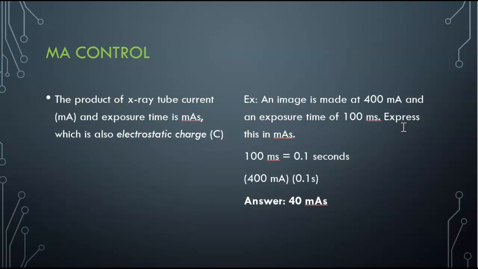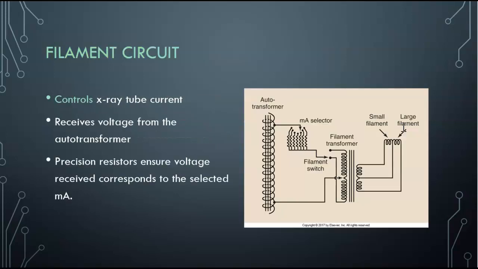MA control. The product of the X-ray tube current, MA, and exposure time is MAS, which is also electrostatic charge. So if an image is made at 400 MA and an exposure time of 100 milliseconds, express this as MAS. So it would be 40 MAS. The filament circuit controls the X-ray tube current. It receives voltage from the autotransformer. Precision resistors ensure the voltage received corresponds to the selected MA. Okay.